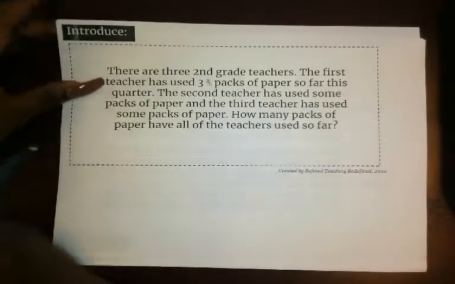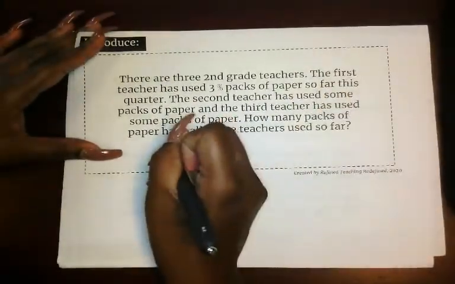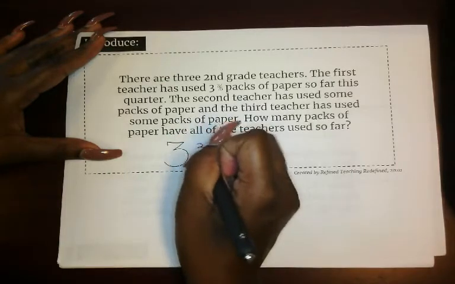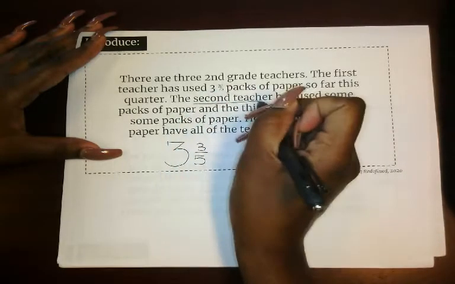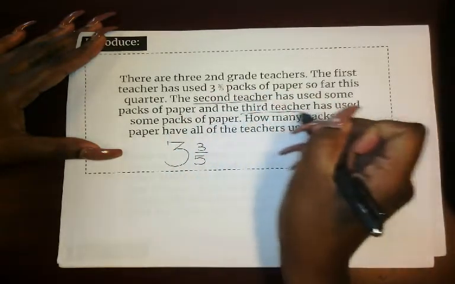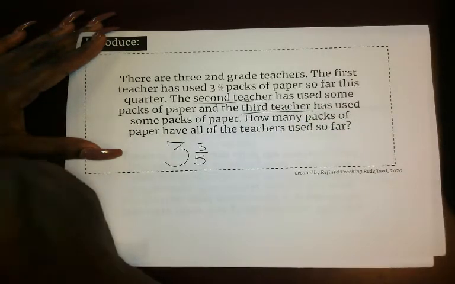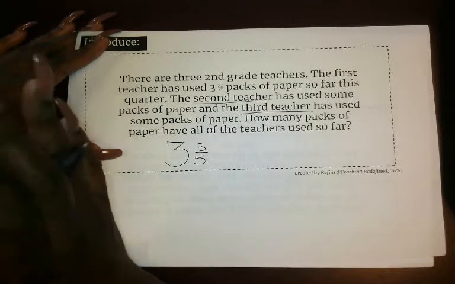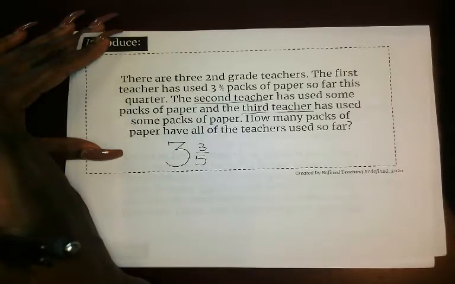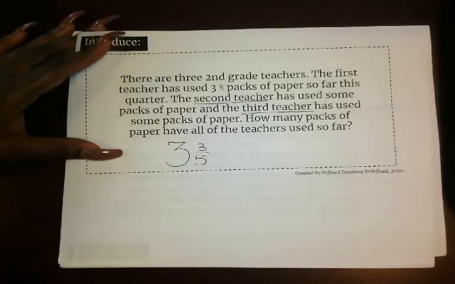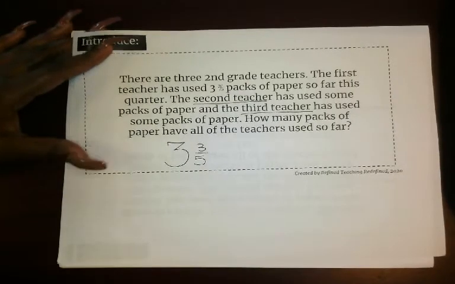So in the beginning, we know that the first teacher uses 3 3/5 packs of paper, but we still have to figure out the second and the third teacher. In this scenario, we will be adding mixed fractions. It works the same way as before: we still have to draw our models, find common denominators, start with adding our fractions, then add our wholes, and finally write our answer as a mixed fraction.